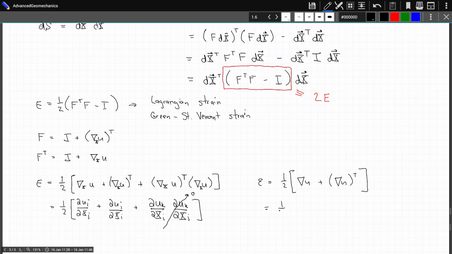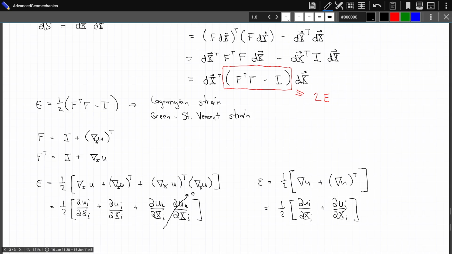Or in indicial notation, 1/2 partial u_i partial X_j plus partial u_j partial X_i. And so remember, when we defined it, we said 2E, right? Which ultimately, when you solve for E, leads to the 1/2 out front. And then in the linearization, you still have the 1/2 there.